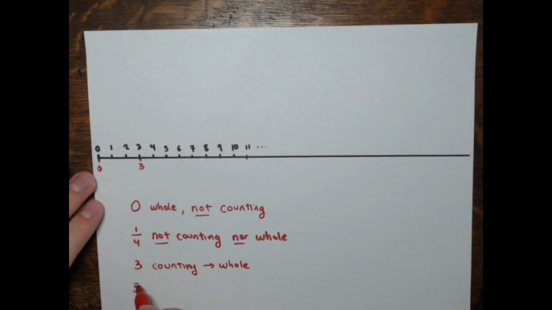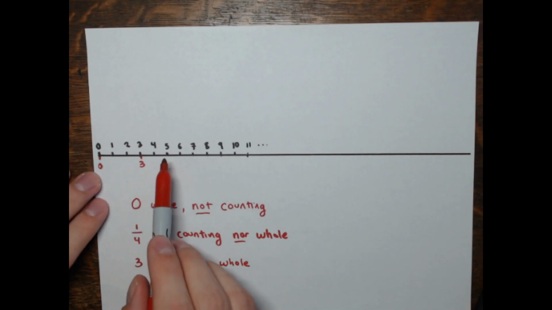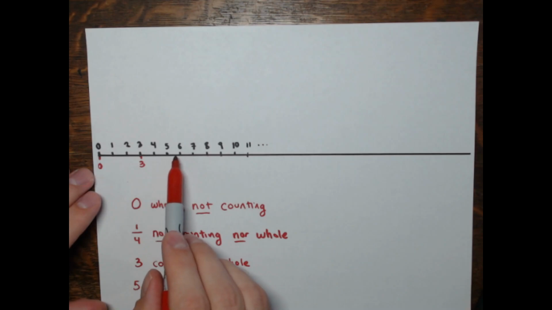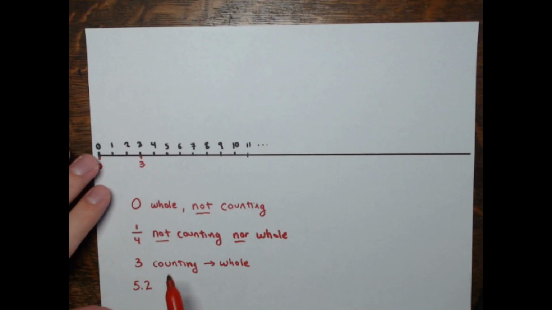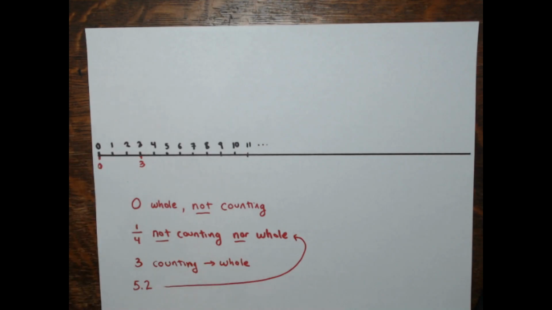Then we were given this decimal number, 5.2. Again, we'll see later that this is 5 and 2/10, 5 and 1/5. So this is actually, if you're pointing out a location on the number line, going to be between 5 and 6. So it doesn't have one of these coordinates. So just like 1/4, 5.2 is neither counting, nor is it whole.